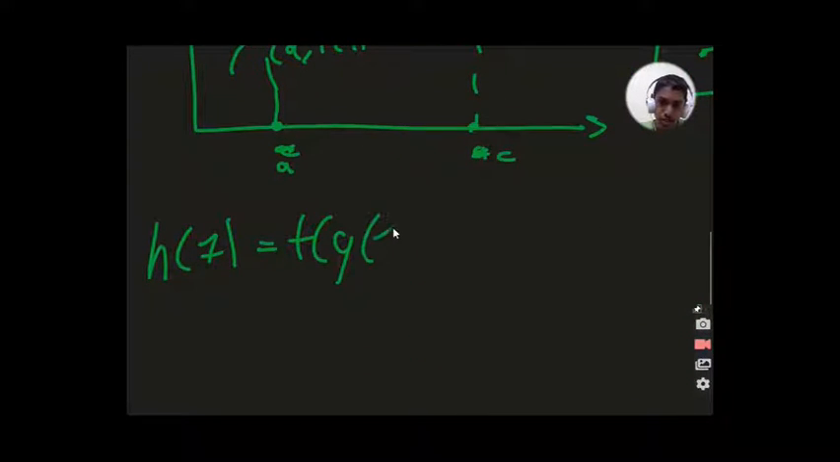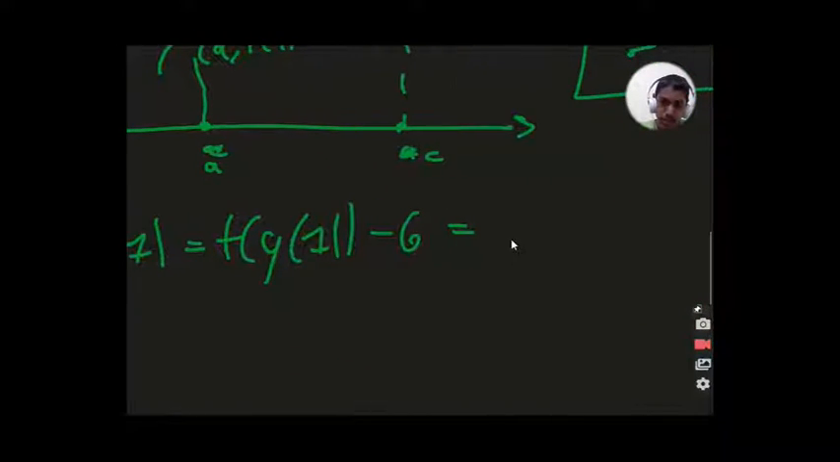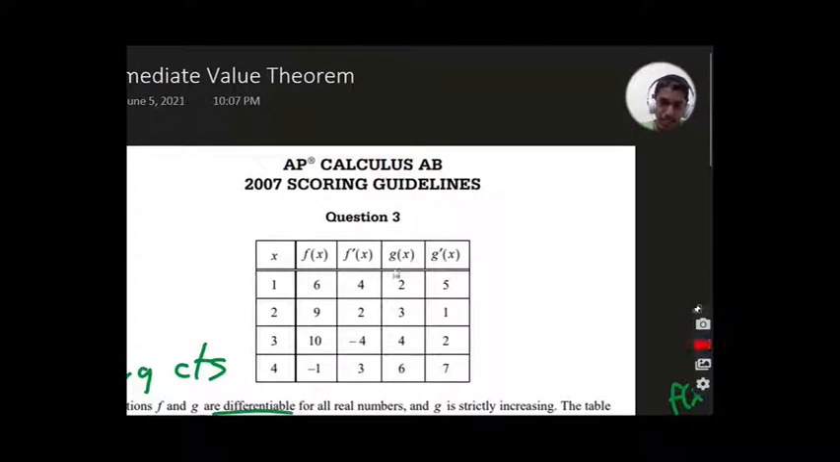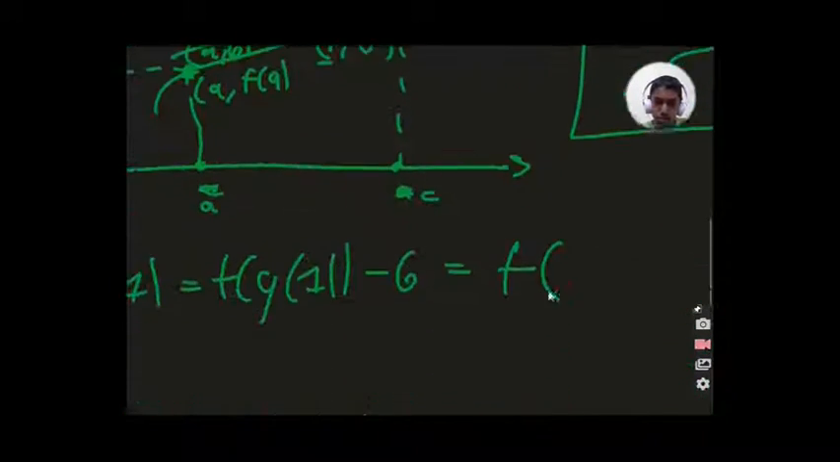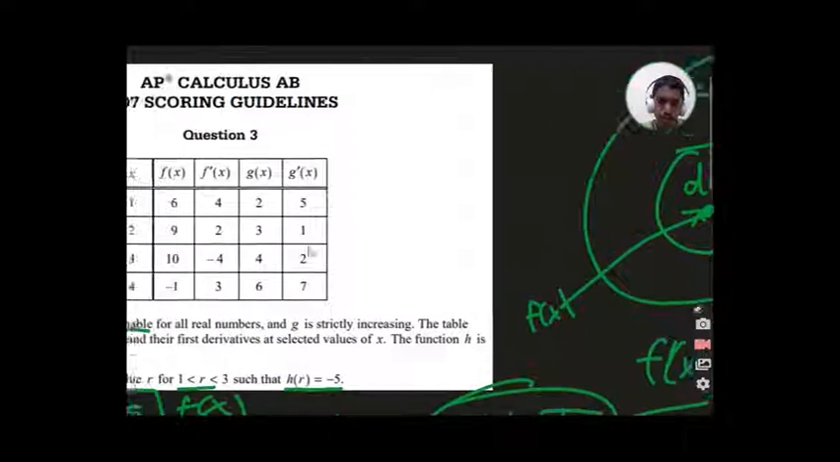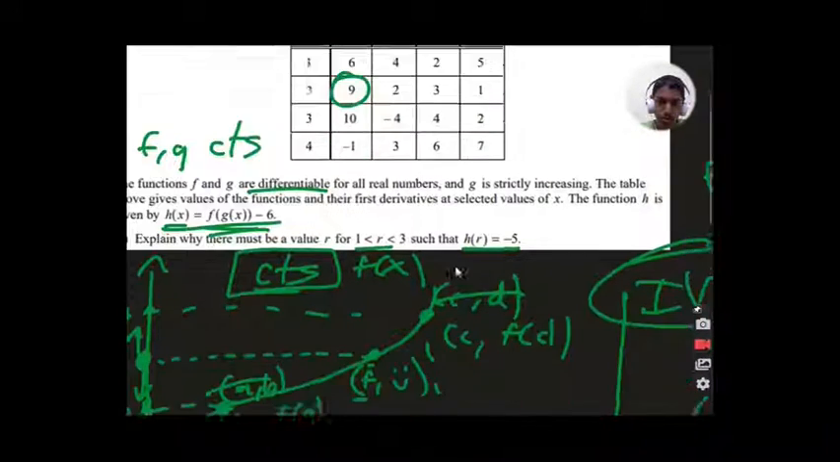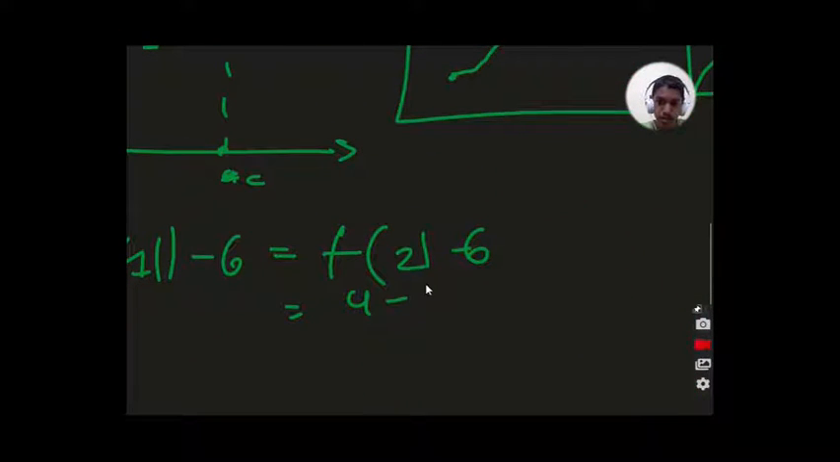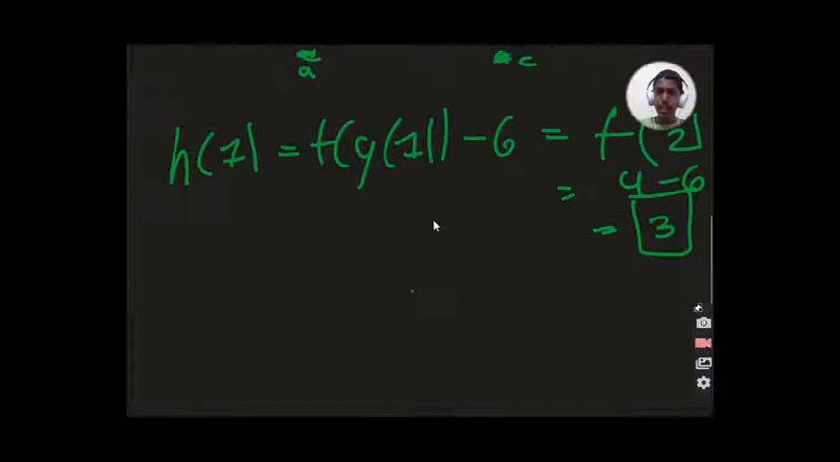So f of g of 1 minus 6. F of, okay, now look at our table. So g of 1 is going to be 2. Okay, and then f of 2 is going to be 9. We know that h of 1 is 3.